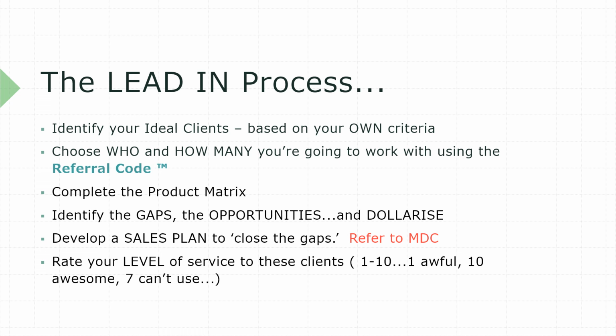The next step is to complete the product matrix, which we've been over together, and identify the gaps, the opportunities, and then dollarize them. In other words, where there are gaps and opportunities, put a dollar figure in there, a conservative dollar figure, and get a feel for what's on the table just with those 2 or 3 clients that you've got.